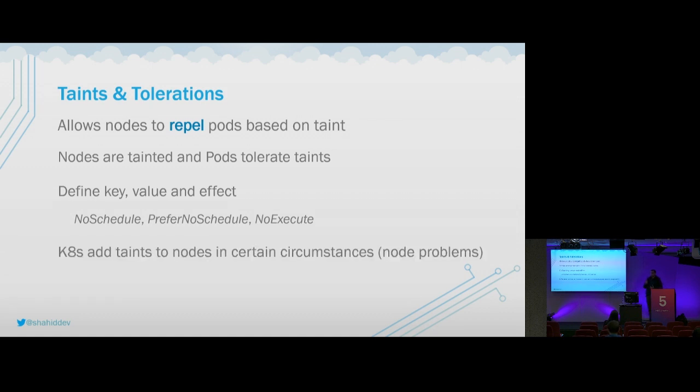And actually, Kubernetes does this itself. It will taint nodes based on certain issues that are arising in the cluster. So if your nodes are running out of disk space or memory, Kubernetes will actually apply a taint to that node, and that's how pods potentially get evicted from your cluster. Sorry, yeah, that last point.